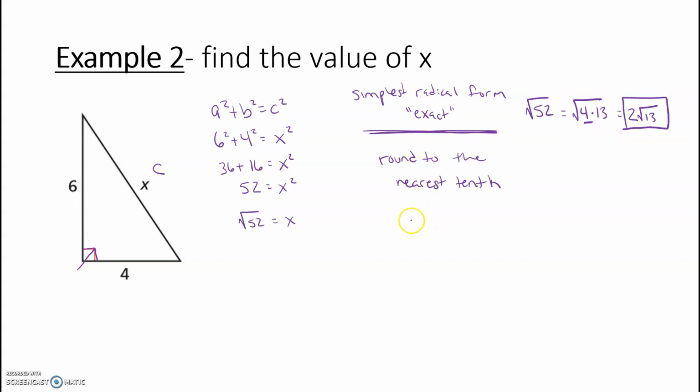Round to the nearest tenth means you're going to type in the square root of 52 into your calculator. So we're going to type in 52 and take the square root, and to the nearest tenth we have 7.2. And again, both of these are correct answers, just depending on what the question asks. Now, again, I would always go back and double check, make sure your answer makes sense. Is my hypotenuse the longest side? Well, 7.2 is definitely the longest side here. So you knew your answer had to be bigger than 6 to start.